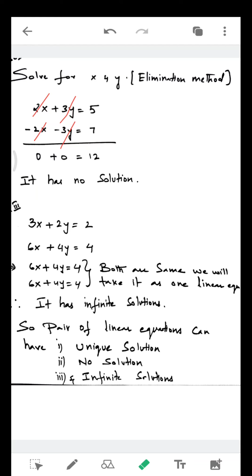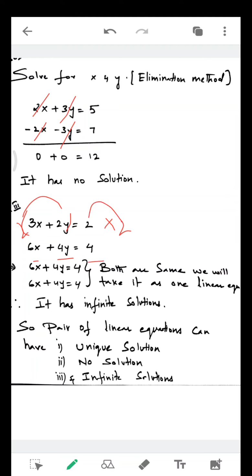Then let's see another question. Case 3: 3x plus 2y is equal to 2, you can see equation 1, and 6x plus 4y is equal to 4. If you try to solve it by the elimination method, suppose I want to cancel y, so what do we do? We make this 2 as 4, so I can multiply 2 on both sides of the equation. So what happens? This becomes 6x, this becomes 4y, and this becomes 4.